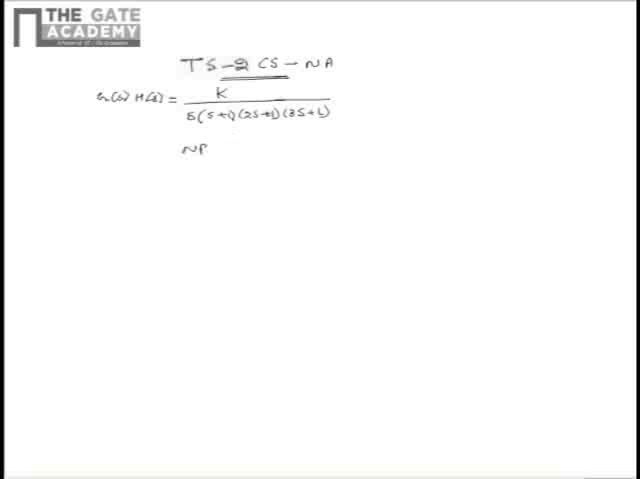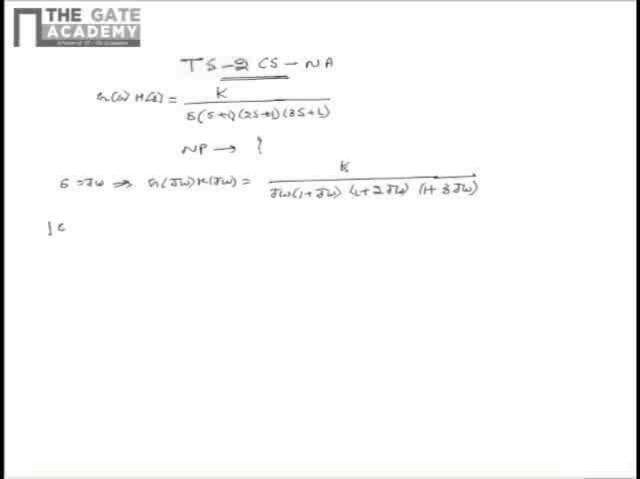We need to find the Nyquist plot of the control system. So for the given control system, we see that upon substituting s is equal to j omega, G(j omega)H(j omega) is equal to K by j omega into (1 plus j omega) multiplied by (1 plus 2j omega) multiplied by (1 plus 3j omega).